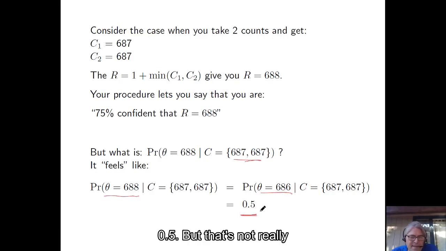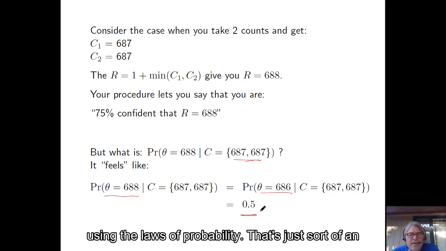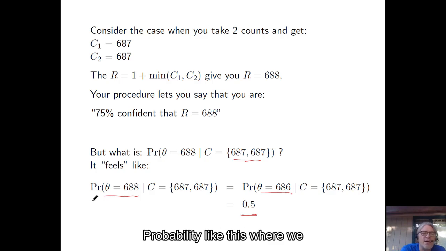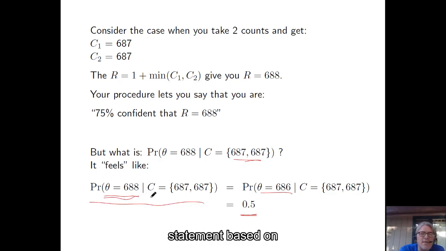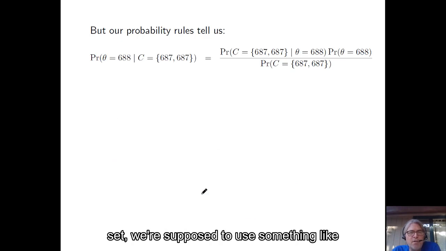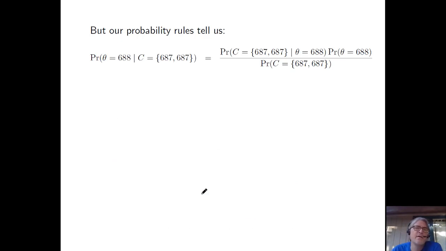And those are the only two values that are compatible, so it should be somewhere around 0.5. But that's not really using the laws of probability. That's just sort of an intuition about how things are supposed to behave. If we have a conditional probability like this, where we have a probability of a true statement given a data set, we're supposed to use something like Bayes' rule, right? That tells us how to calculate conditional probabilities.